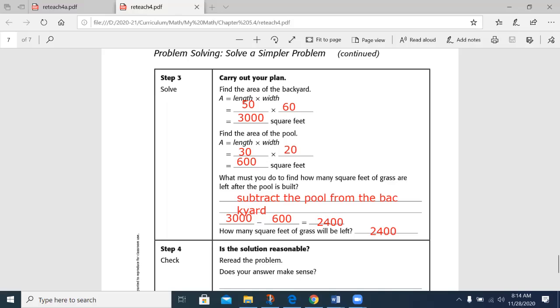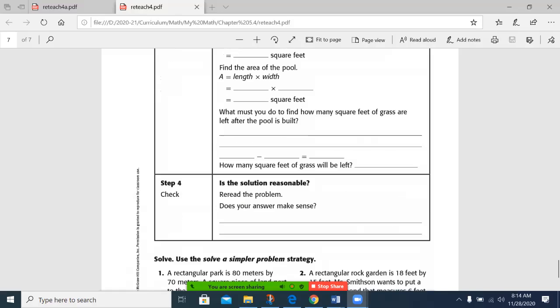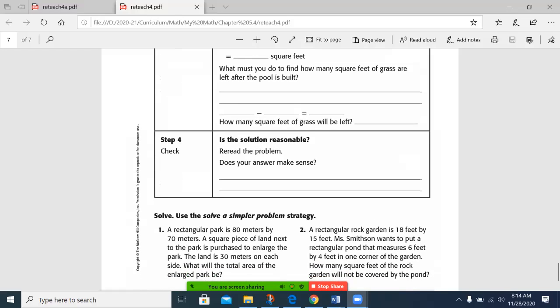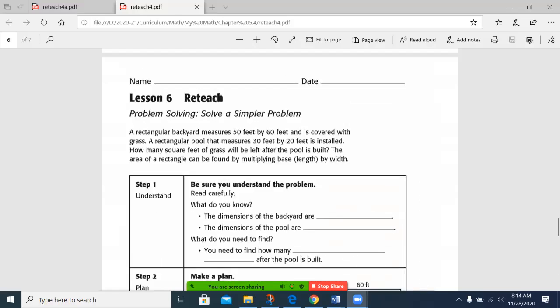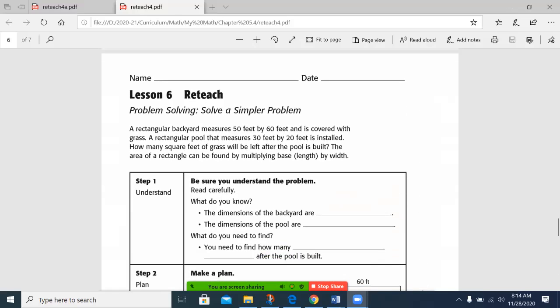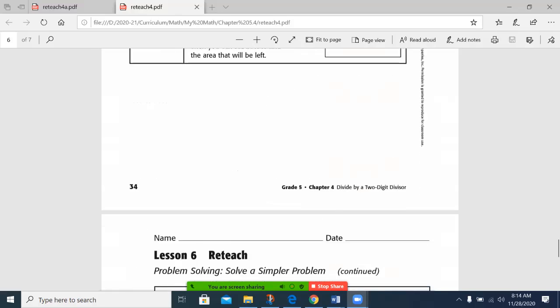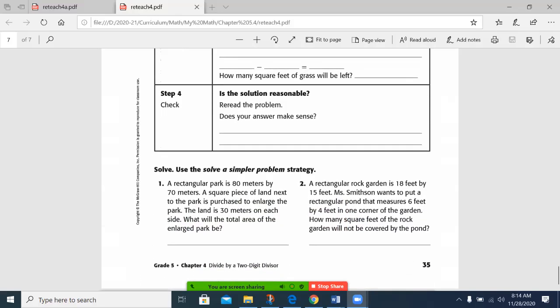All right, let's go ahead and clear it. Check our answer. Reread the problem. Does it make sense? 600 plus 2,400 is 3,000. Yes, it makes sense. I would like you to try both of these problems independently today, and then we will compare our answers in our next session.